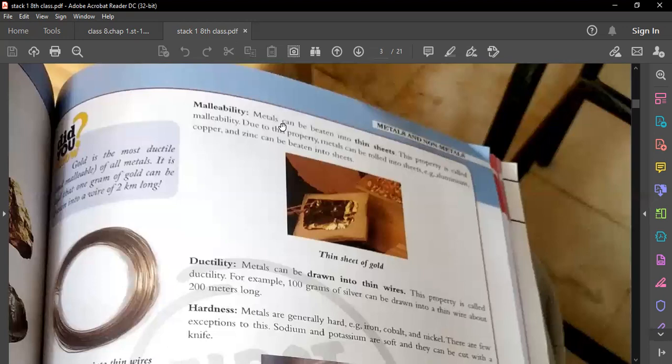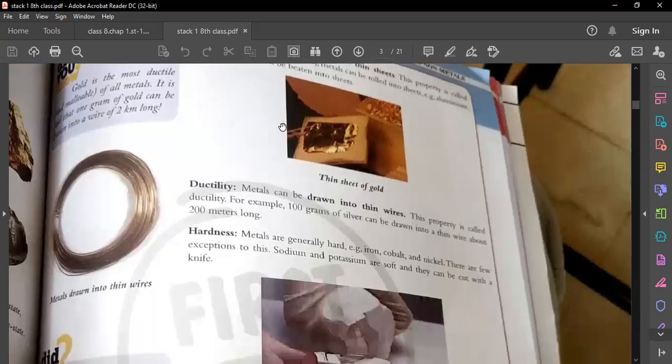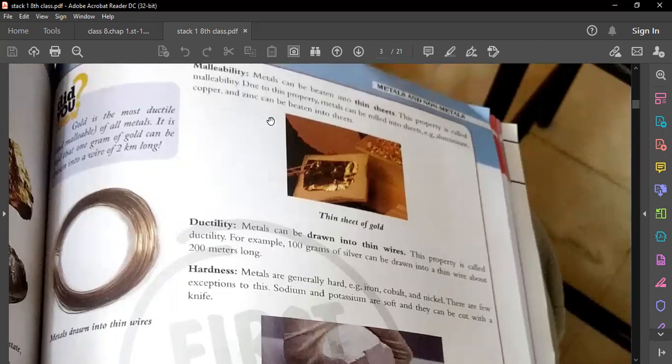That is the meaning of ductility. Ductility means drawing of the metal into thin wires. Which one is the most ductile? Gold. Again, gold is the most ductile metal in the periodic table.